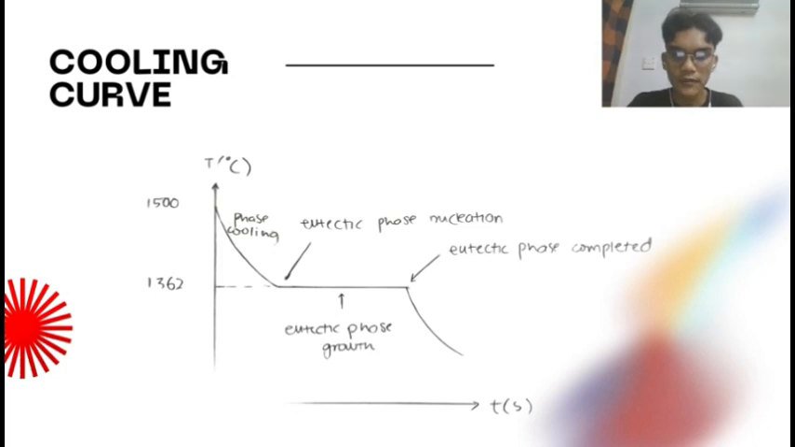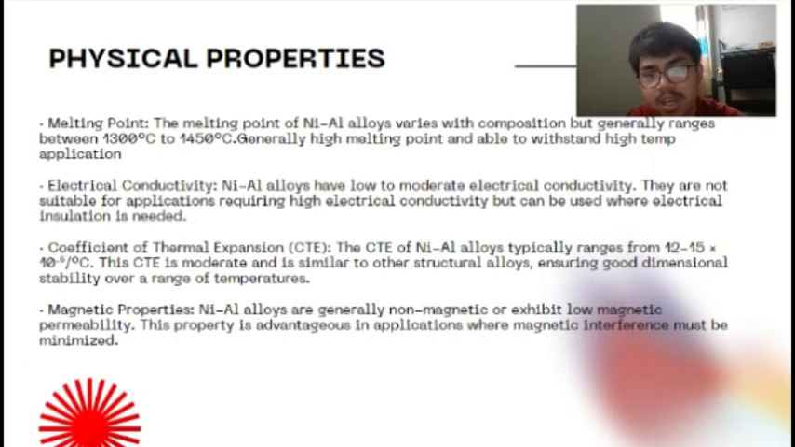Now into the cooling curve, we can see a curvature of the phase cooling from 1500 degrees Celsius to 1362 degrees Celsius until eutectic phase nucleation. It becomes a constant line for the eutectic phase growth, and then it ends when the eutectic phase is completed at the end of the line. Then the cooling curve goes down along the time from 1362 degrees Celsius, changed and affected by the magnetic field.